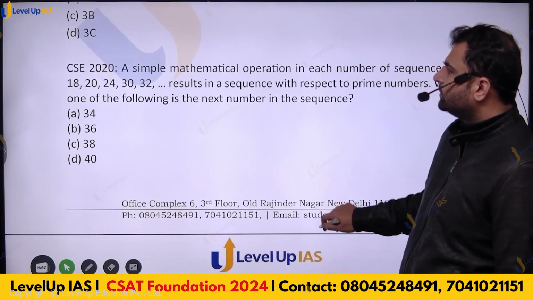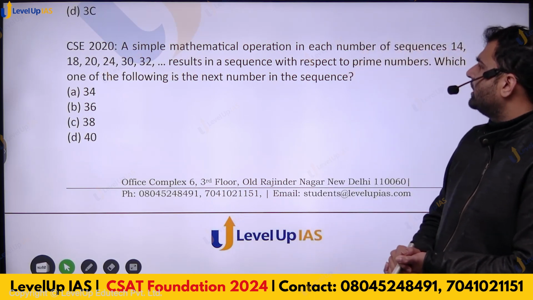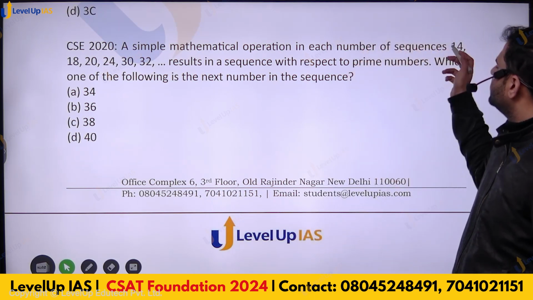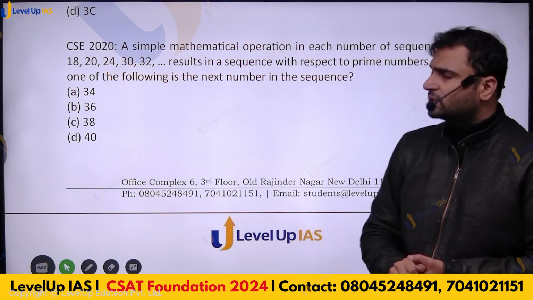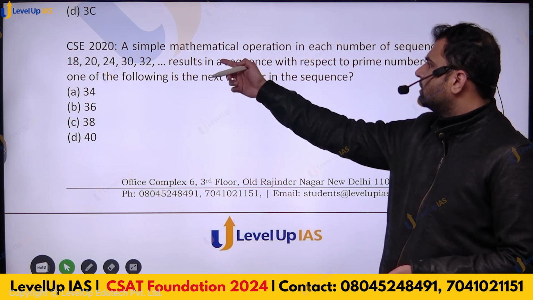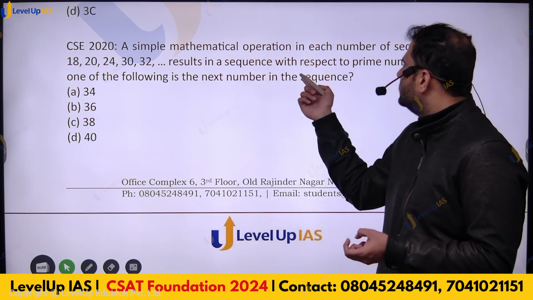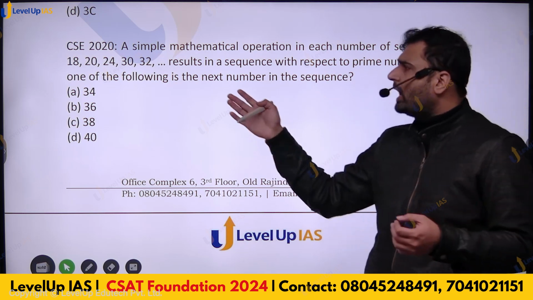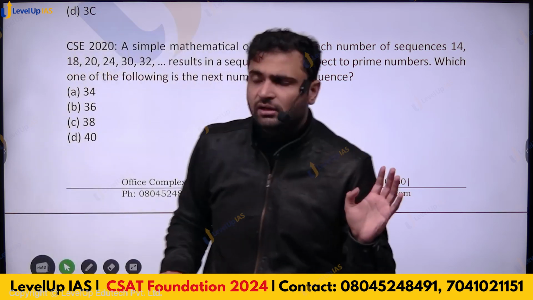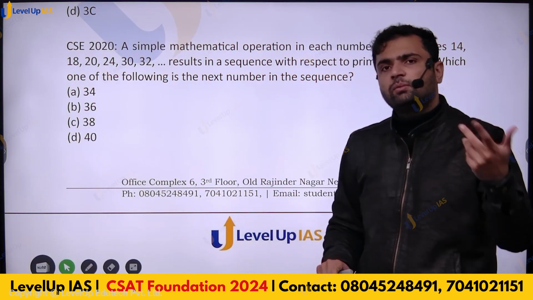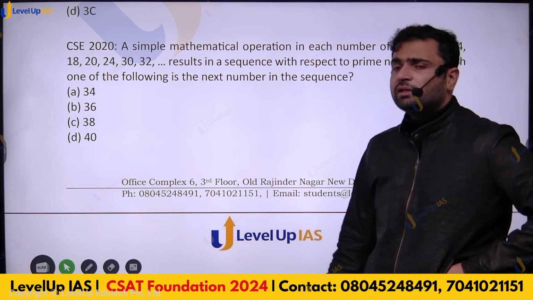Next, another very simple question. The question says a simple mathematical operation on each number of the sequence. So this is a sequence: 14, 18, 20, 24, etc. These numbers are given, and they are saying a simple mathematical operation on this sequence, with respect to prime numbers. We add or subtract, we do a simple mathematical operation on this sequence, and we get a sequence of prime numbers. And then the question says, what is the next number in the sequence?